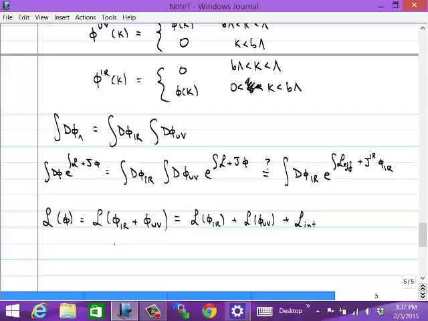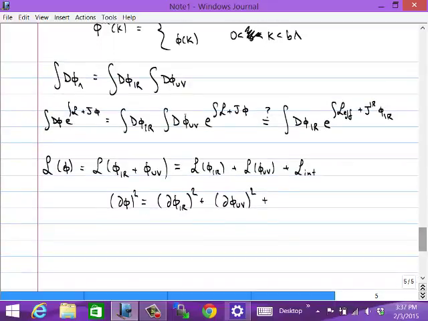So for example, the kinetic term, d phi squared, well, what is that? That's d phi IR squared plus d phi UV squared. And then you might think that there's a cross term, d phi IR times d phi UV. That's actually equal to 0. Does anybody see why that's equal to 0? Oh, it's because the IR modes and UV modes are orthogonal. That's exactly right. So there's no mixing term.